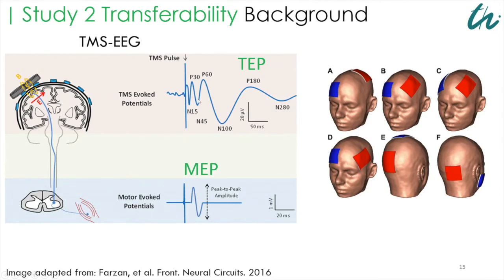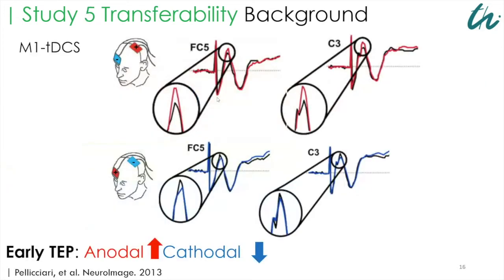TMS-evoked cortical potentials, or as we call them, TEPs, with different peaks. Over the motor cortex, anodal enhanced while cathodal reduced early TEPs, but not late TEPs.